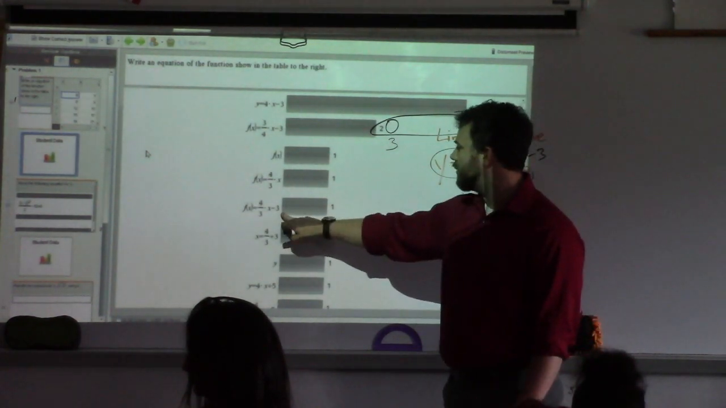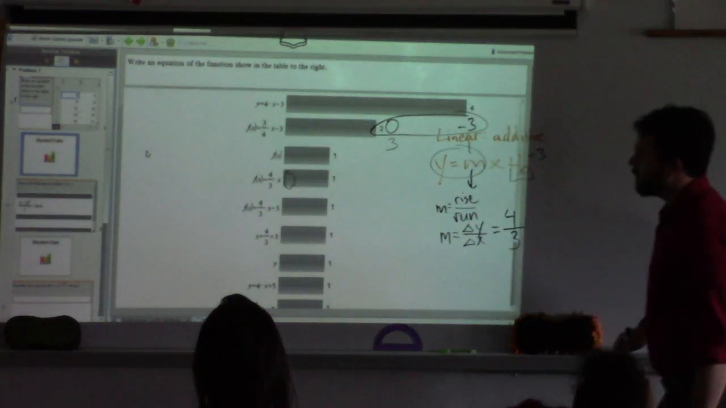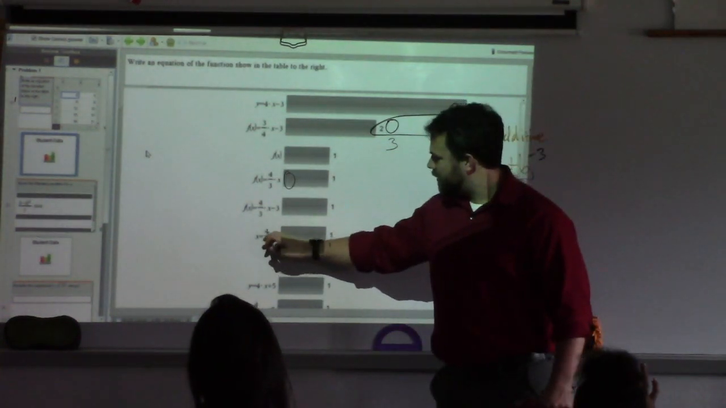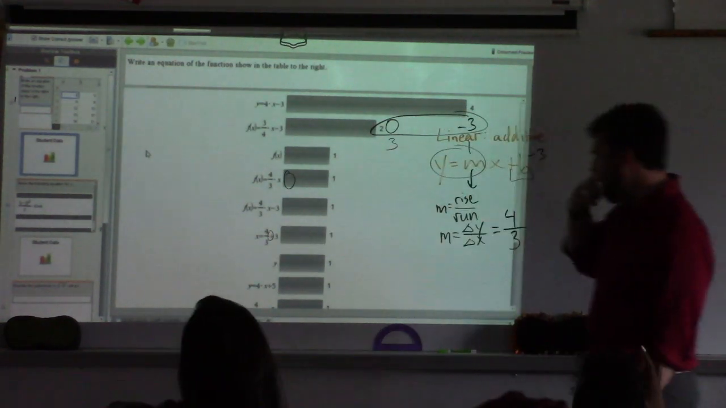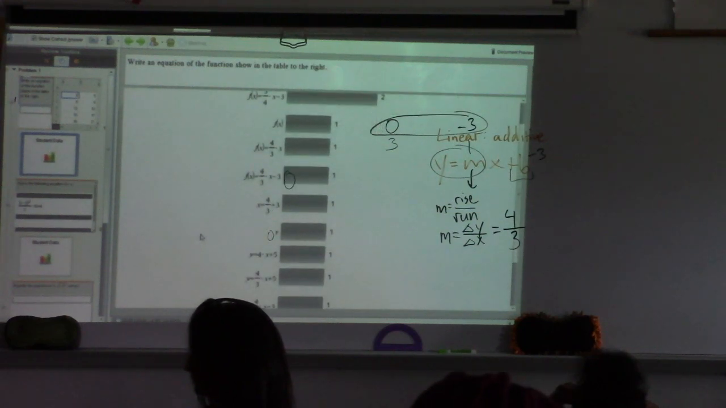I see one person has it correct here. Someone forgot the y-intercept there. I forgot my change in x. That was good. What's missing right there? The x, right? It's got to be an x in there. We've got to pay attention to our y-intercept.